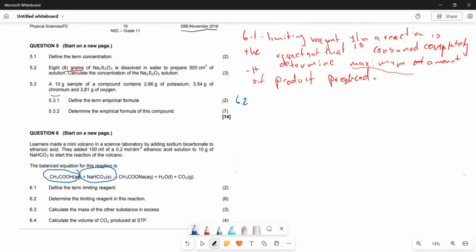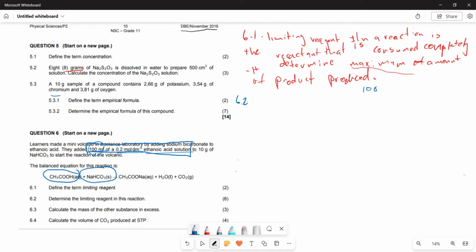The question says, learners made a mini volcano in a science laboratory by adding sodium bicarbonate. Now, this is important. They said they added 100 ml of 0.2 moles per decimeter cubed of ethanoic acid. You get that one. Already we have some things that we can use here for ethanoic acid to calculate the moles. Remember that the volume can either be measured in decimeter cubed, or we can convert the milliliters to liters. So what are you going to do? We are going to start with this.